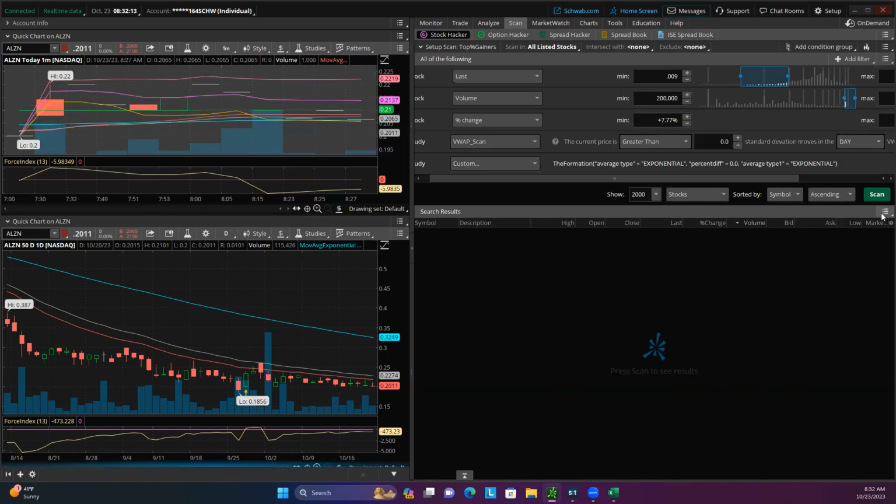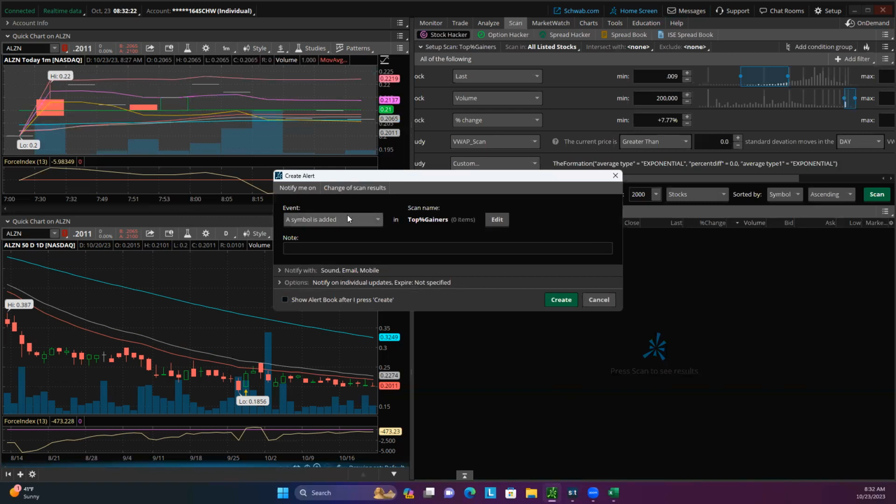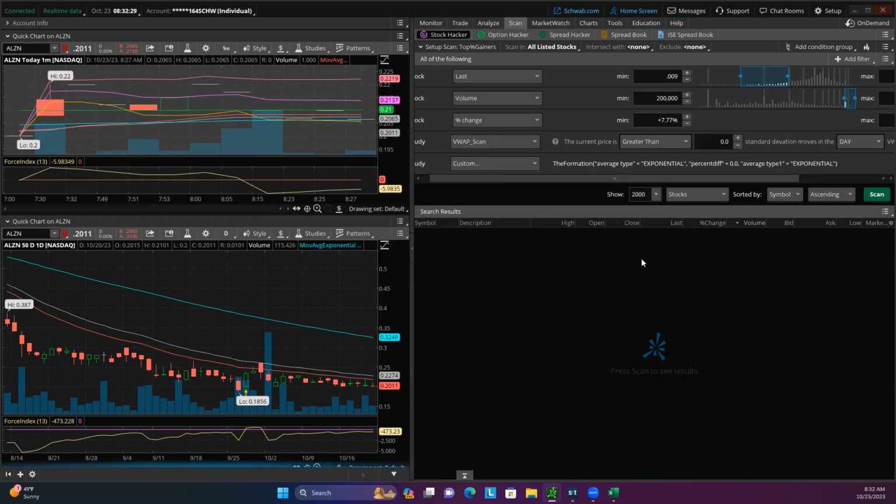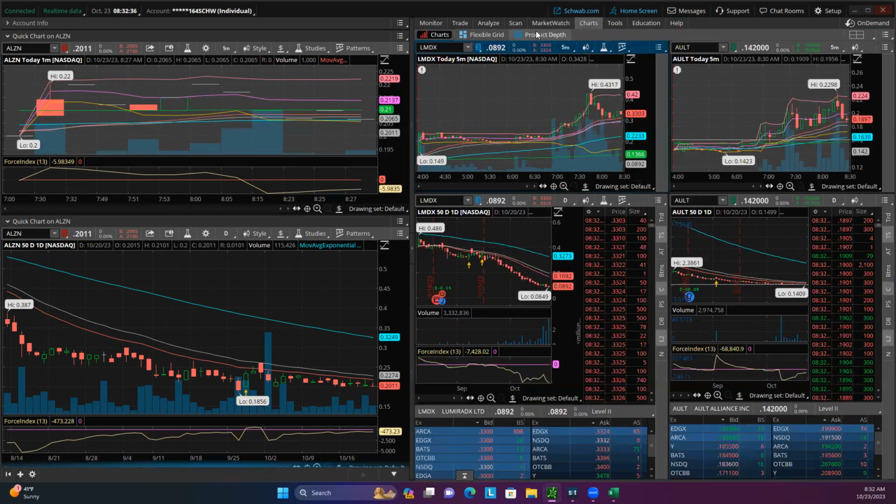So do alerts right here. If you see right under the scan button, these three dots, alert with scan results change, and then you just hit create, and it will alert you anytime something pops up onto the top percent gainer scanner. So you don't even have to really stare at it if you're busy or don't want to. Oh, yep. See, look at all this stuff popping up.